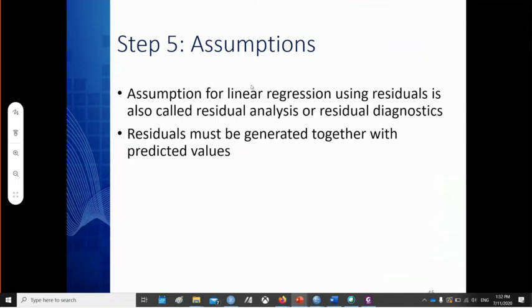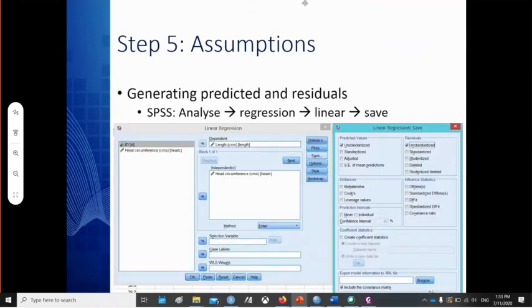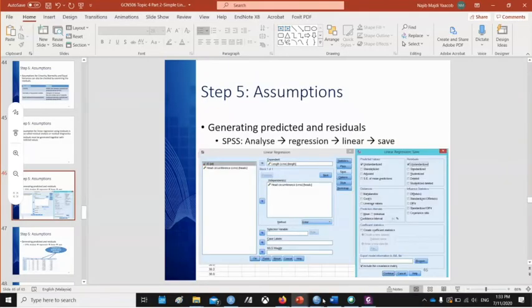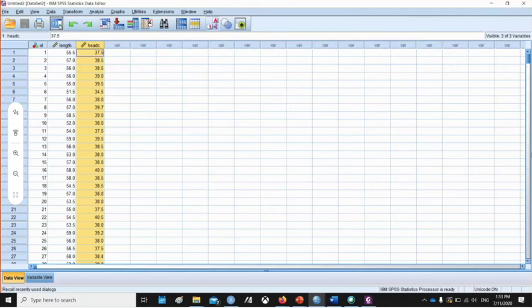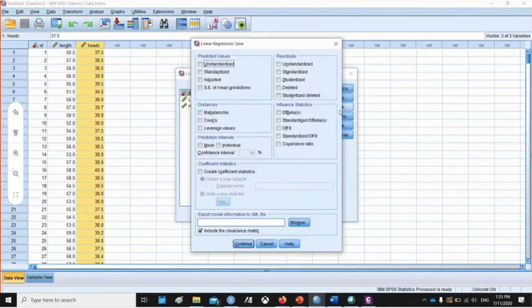Okay, so the assumption for linear regression using residual is also called residual analysis or residual diagnostic. In order to do residual diagnostic, you need to generate residual with predicted value. So how to do it? Again, we run the analysis. Under Save, click unstandardized predicted and also unstandardized residual.